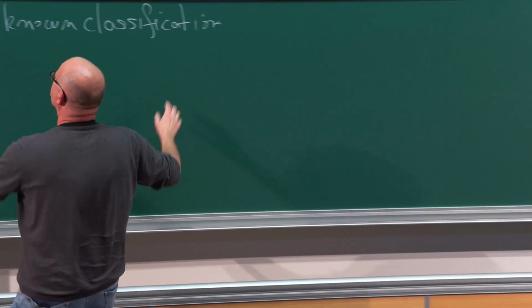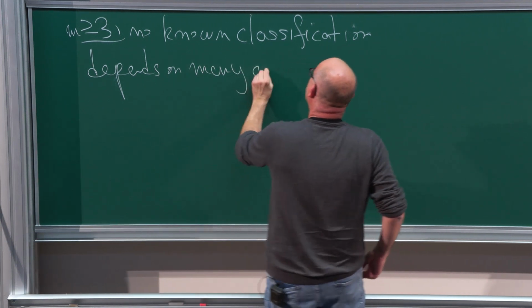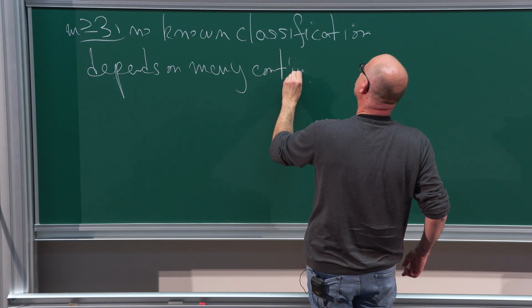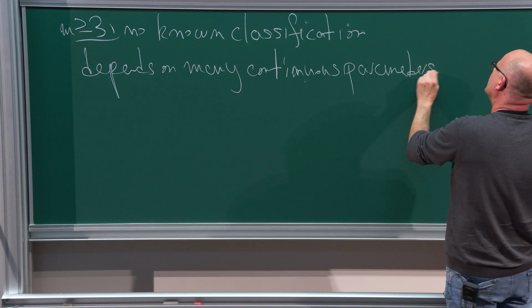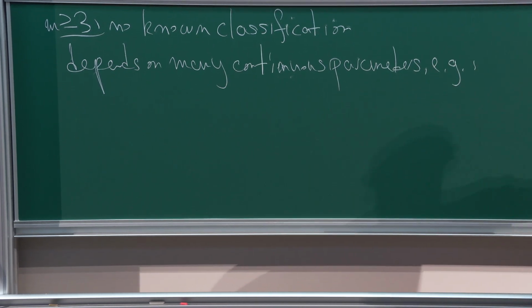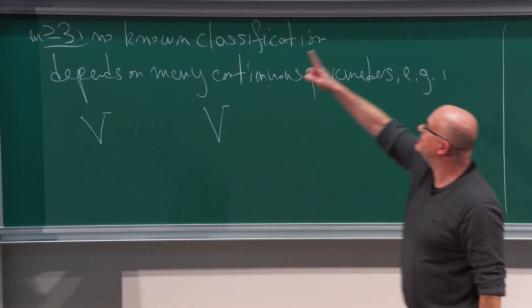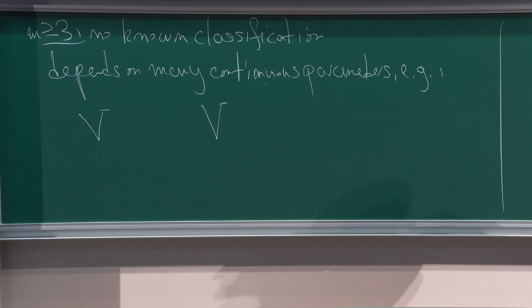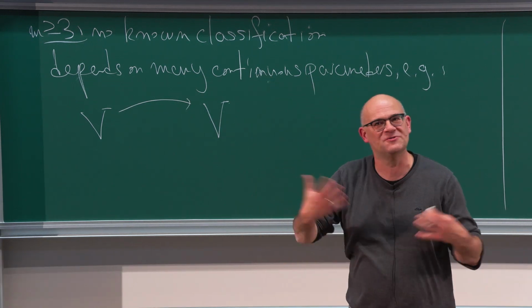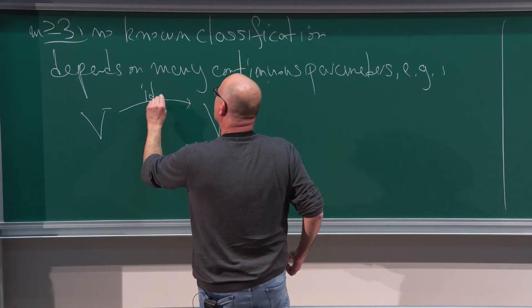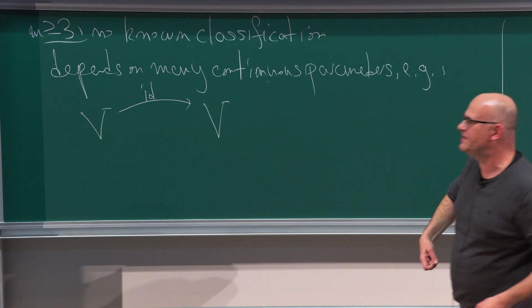So, it depends on many continuous parameters. For example, again, let's assume that V and W are the same vector space. And let's proceed as in the m equals 2 case. So that's why I detailed this. So the first map, if it's in general position, we can assume it to be invertible. So we can transform it to the identity. This breaks the symmetry down to conjugation action of GLV.